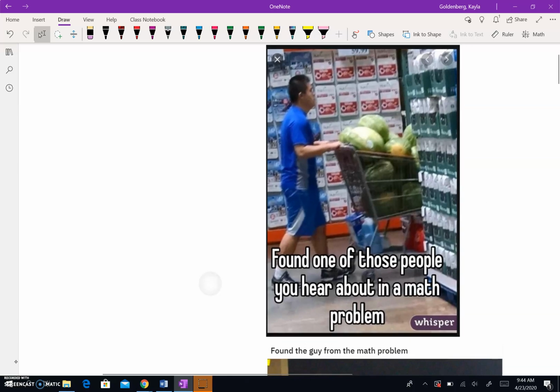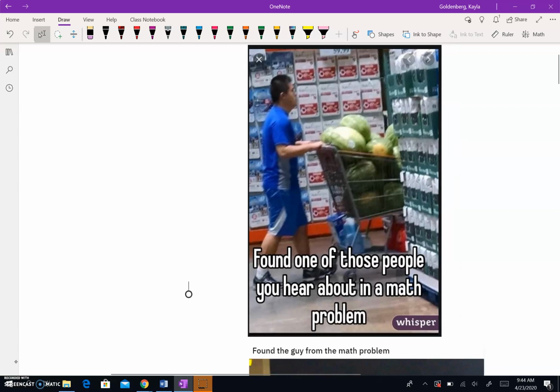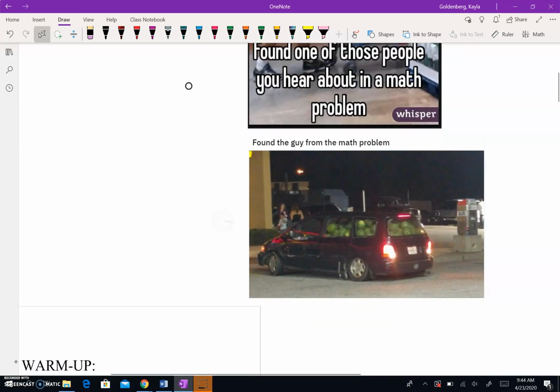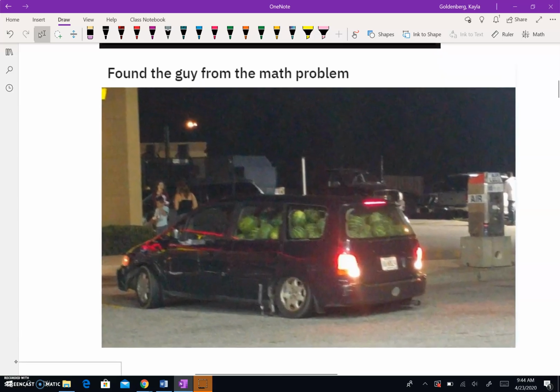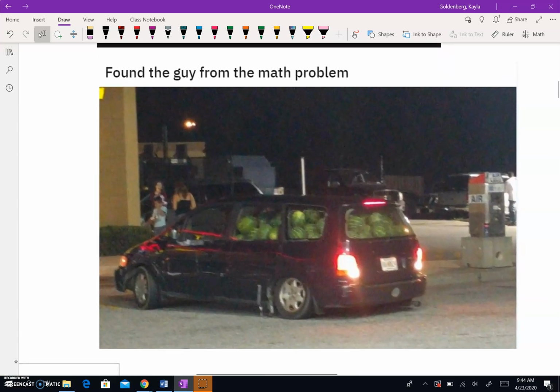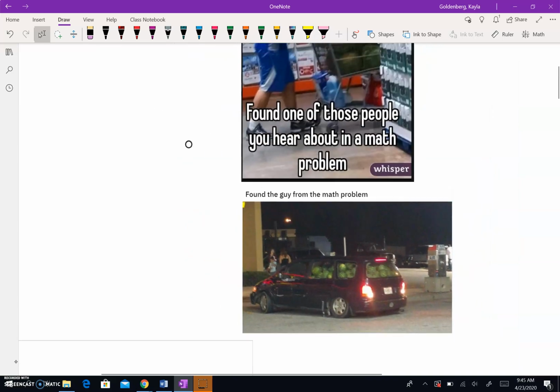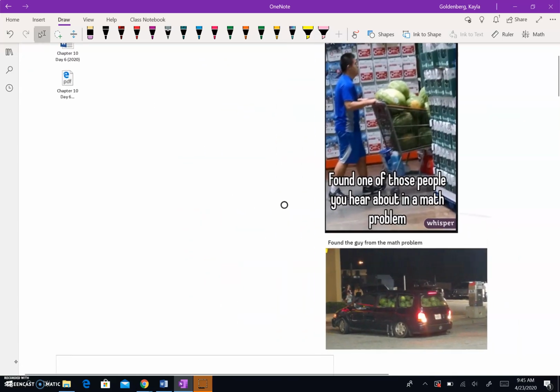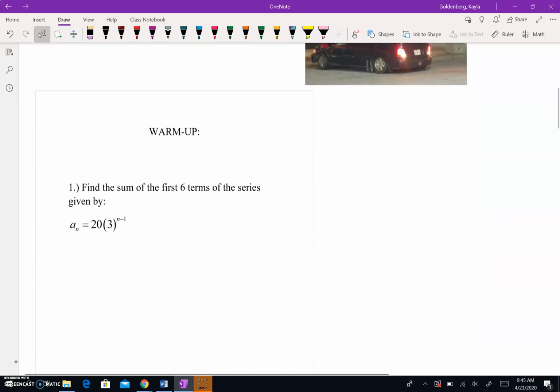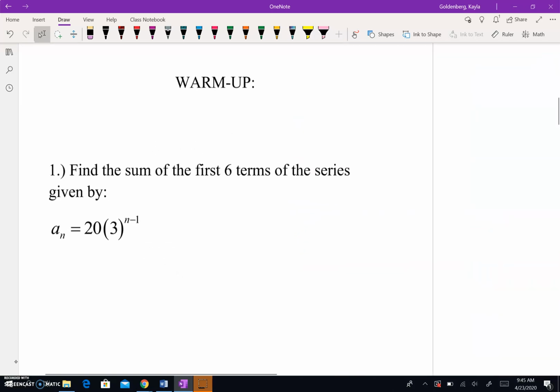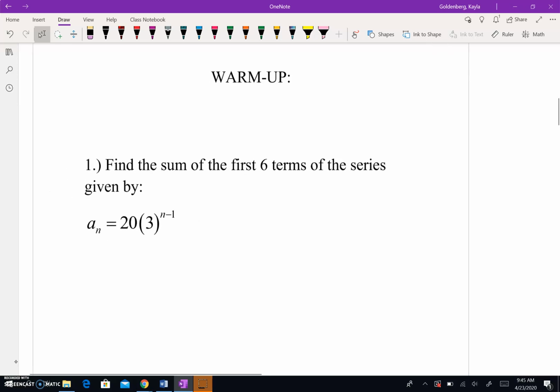This is that classic problem that you always see when you're doing word problems, and there's a man in a store and he's buying 40 watermelons, and you think to yourself, Miss Goldenberg, that never happens in real life. Here is some proof otherwise. I also have a second one. This one's really crazy, where we found the guy from the math problems. Look at that. They have filled their entire car. I have no clue what one would want with this many watermelons. Maybe they're having a watermelon eating contest or a watermelon themed party, who knows?